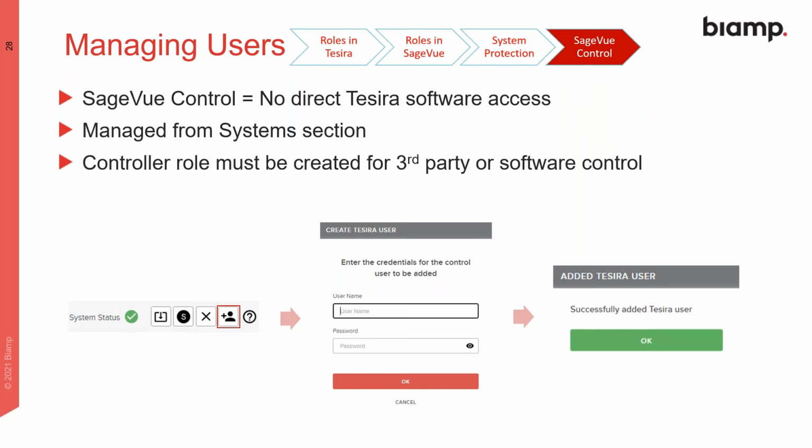Once you get confirmation of that, you can give that username and password to your programmer who might be implementing Biamp Canvas, or your third-party control system programmer. They'll be able to use those credentials to connect and provide that service. Otherwise, everything else will need to be done from SageVue at that point until control is released.